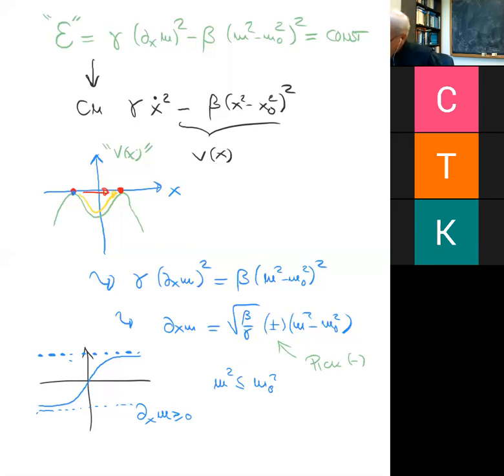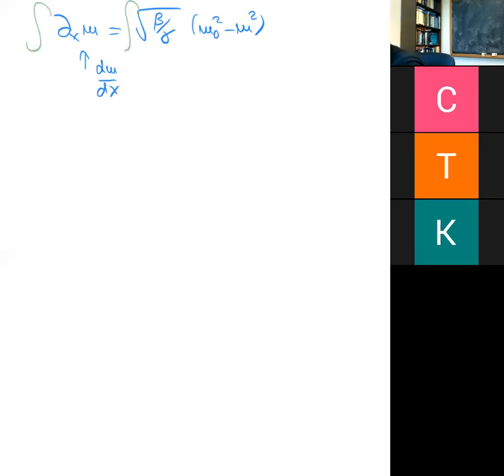Okay, so let's make a new whiteboard. So just to write it down one more time, the thing we were solving was dxm is square root of beta over gamma, and we decided that this should be square root of m naught squared minus m squared. Okay. So dxm is just dm by dx. Okay. So formally, I just integrate this now. I imagine that I integrate the left side and the right side. So on the left side, I get an integral that's dm over m naught squared minus m squared. And on the right-hand side, I get an integral which is root beta over gamma dx.